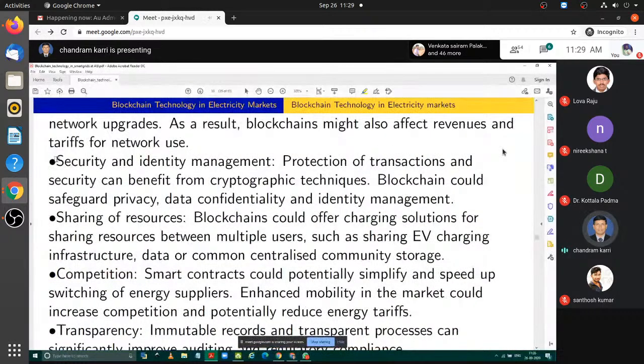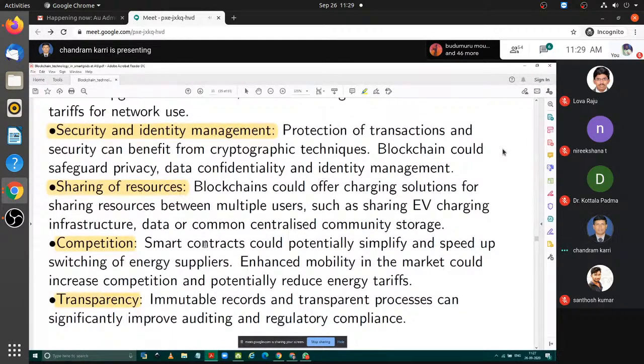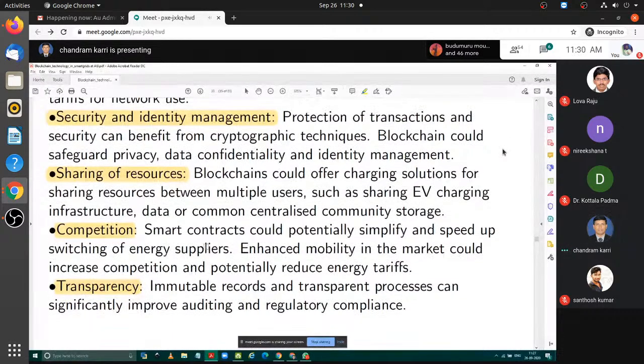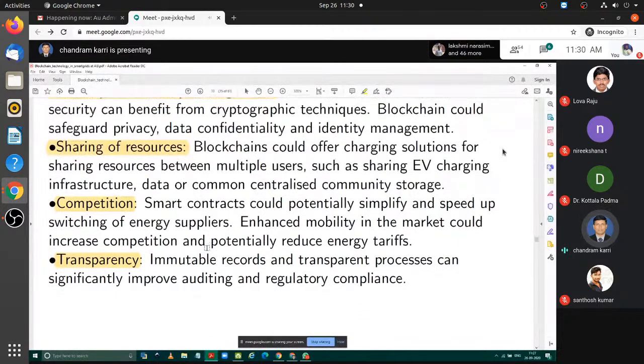Another aspect is security and identity management, and sharing of resources. Competition is one term, which can be correlated to trading also. Also transparency. These are the terms which are more important in the electricity market. This is why we are moving towards blockchain technology.